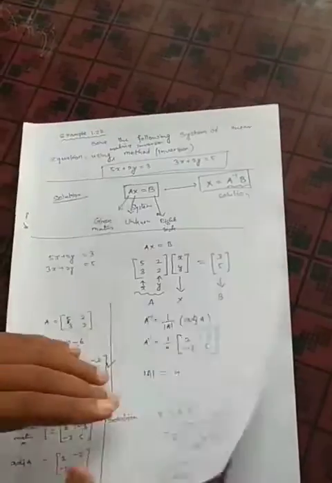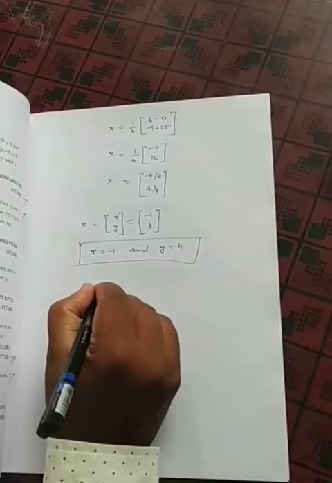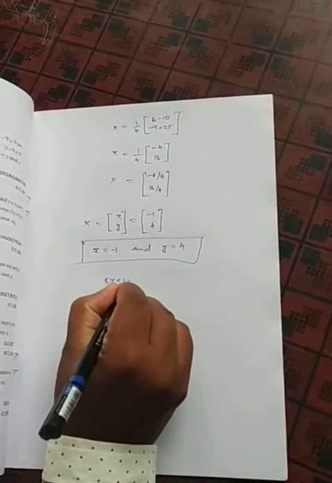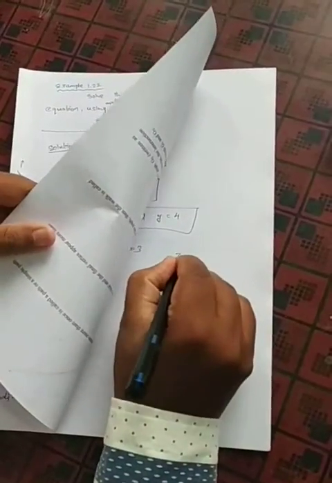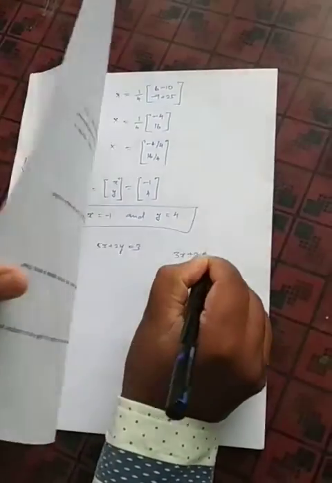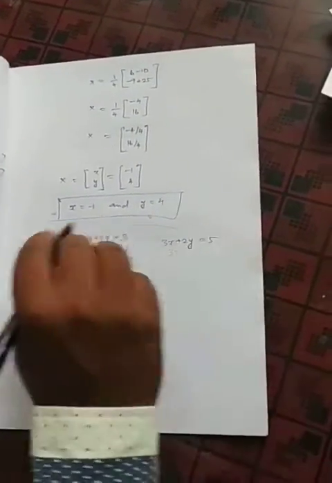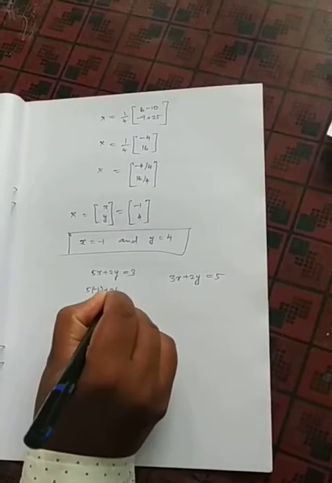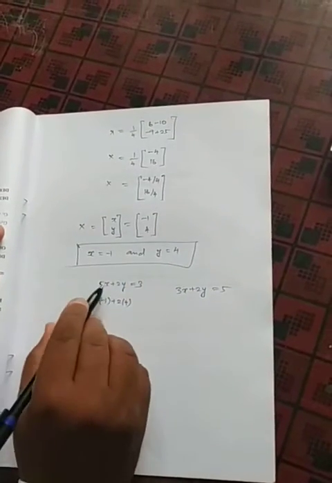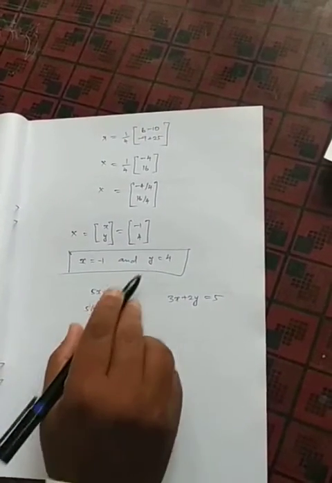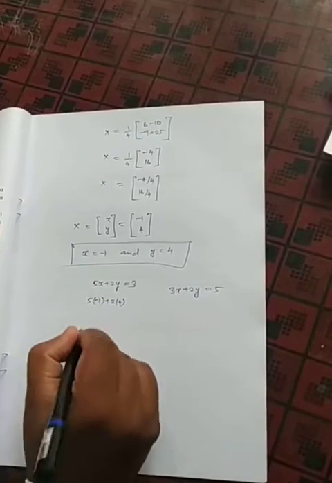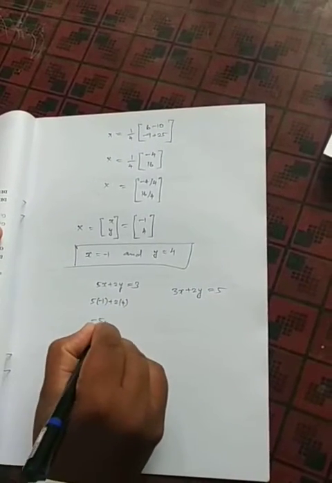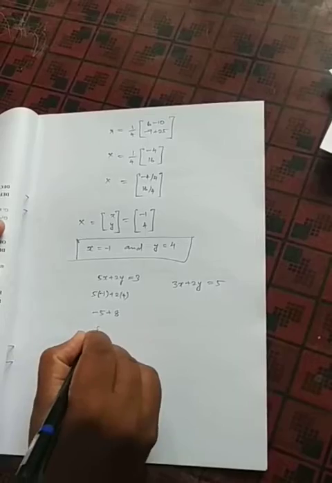If you want to check your answer, what's the equation you check? 5x plus 2y equal to 3 is one equation. Another equation is 3x plus 2y equals 5. You just substitute x as minus 1 and y as 4. So 5 into minus 1 is minus 5. 2 4s are 8. 8 minus 5 is 3.